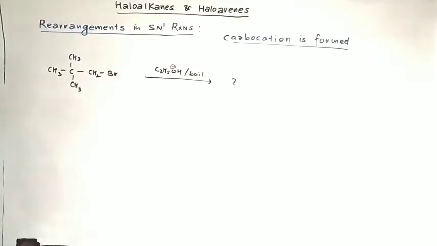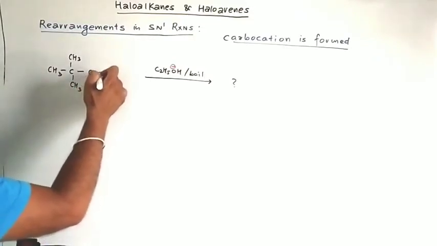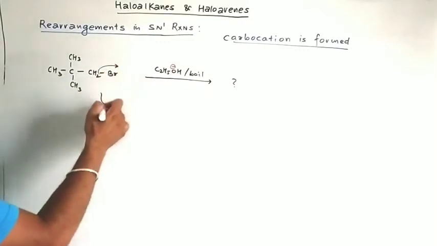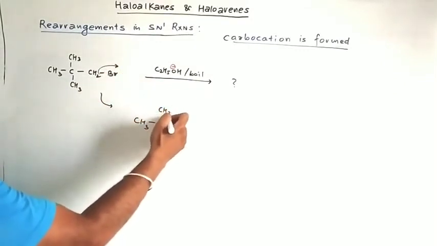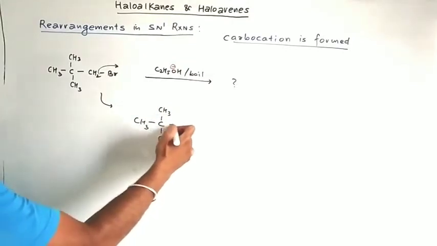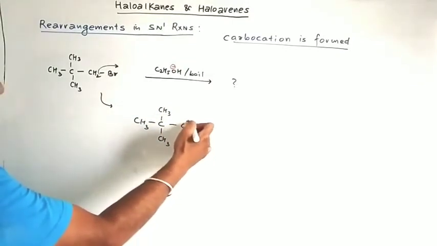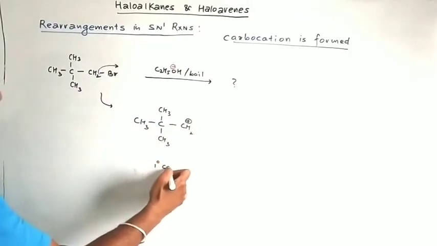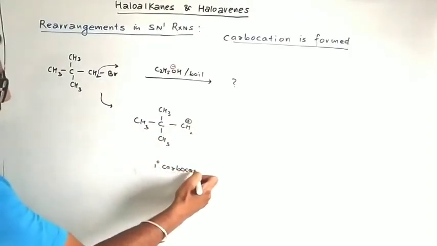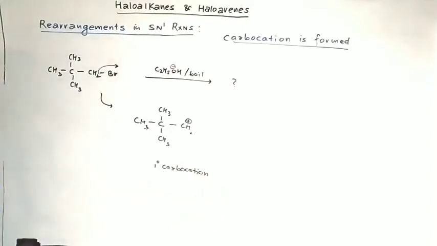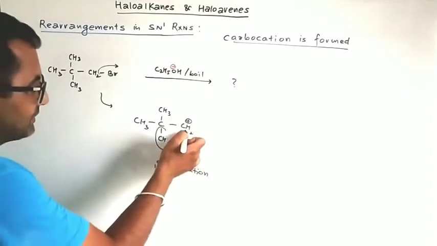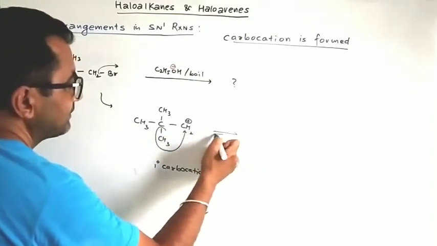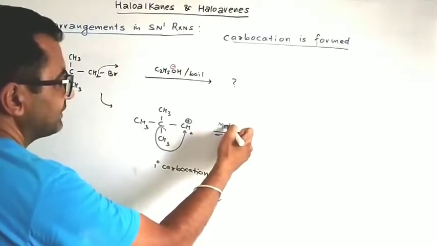And if we see the mechanism, if it follows the SN1 mechanism, the first step is that this Br will go out. You will get this carbocation. This is your 1 degree carbocation. Now it will rearrange. This methyl shift on this carbon is called a methyl shift.